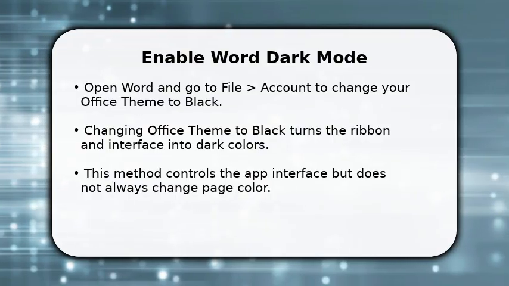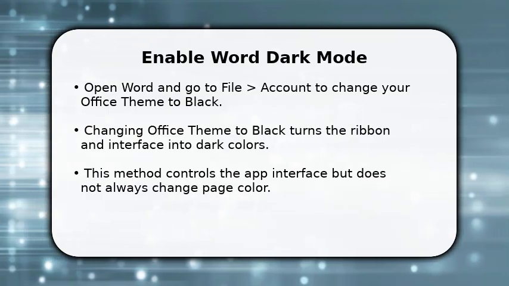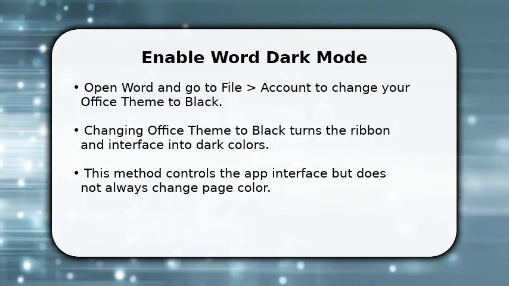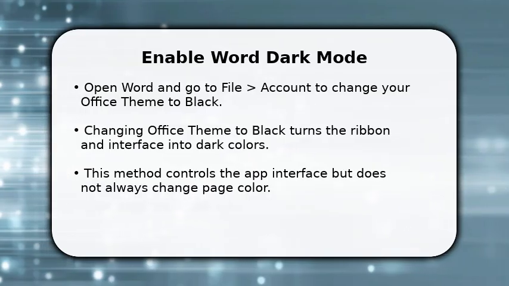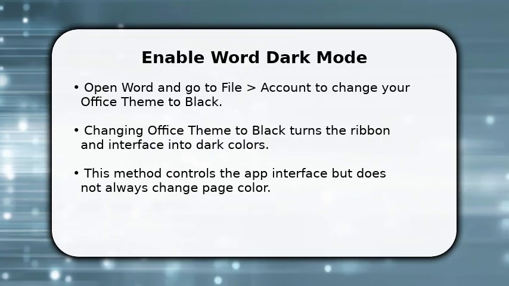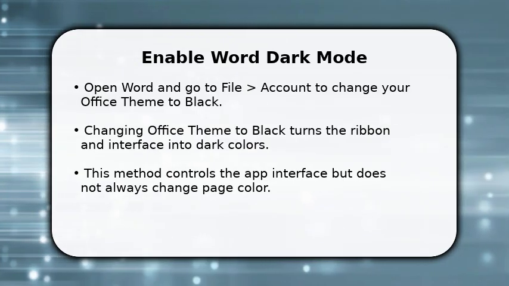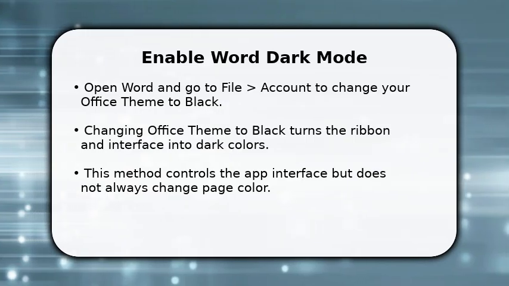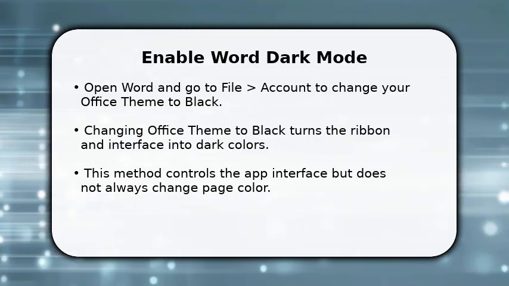Open Word and follow this single reliable path to true dark mode. Open Word and go to File. Choose Account from the left menu to reach Theme Controls. Under Office Theme, select Black to convert the ribbon and panes to dark colors. This method changes the app interface immediately across Word, Excel, and PowerPoint.